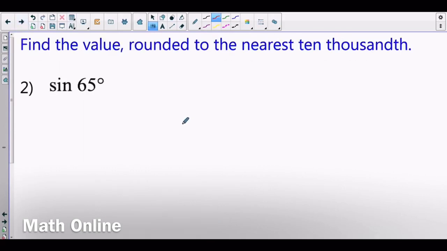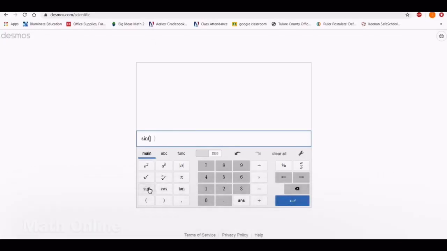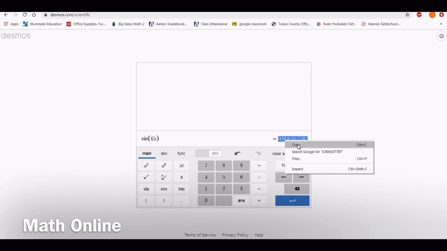All right, next scenario, find the value, round to the nearest 10,000s. So same idea, guys. So we're going to go back to our calculator in just a second. I'm going to put the equal sign just to have it ready. So I'm going to go back to our calculator and clear the screen. And we're going to type in sine of 65 degrees. It gives us our answer. So I'm going to copy and paste this once again.